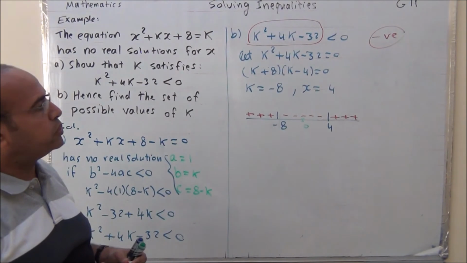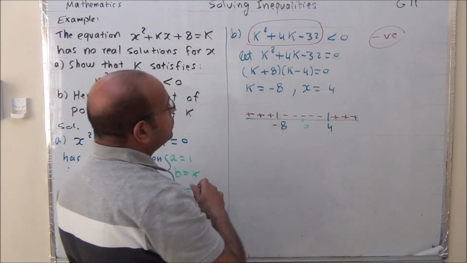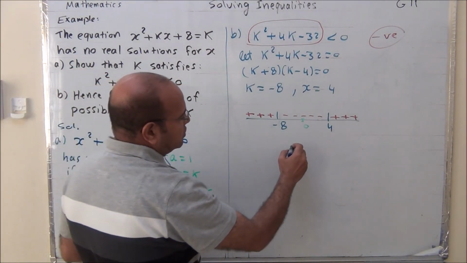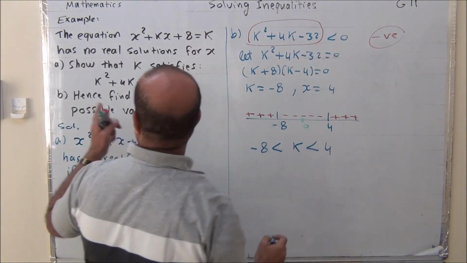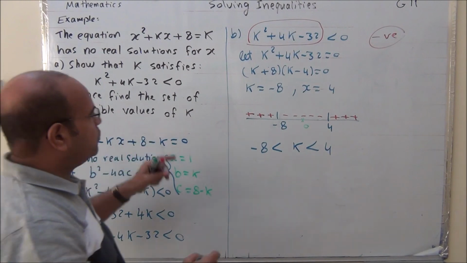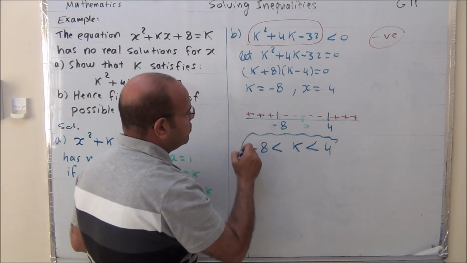So what is the solution of this? It is in between. So the values of k that satisfy this are k greater than negative 8 and less than 4. Hence, this is the set of possible values of k.